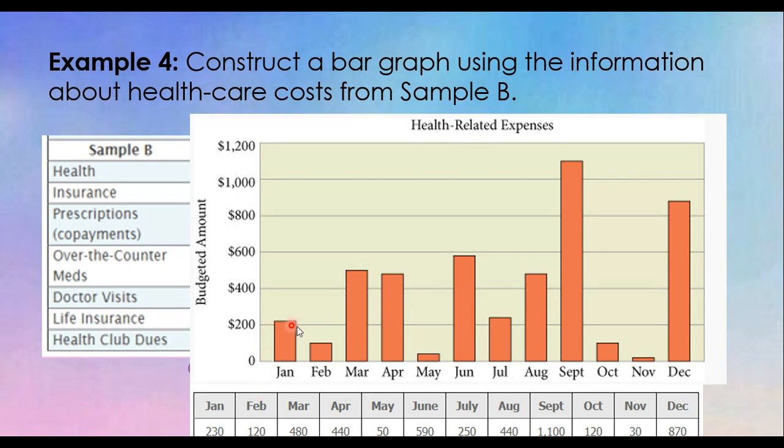And then you just draw your bar graphs approximately where they are. So since January is 230, it's a little bit over 200, but not too much. February is only 120, so it's a little bit more than half. March is 480, so it's almost halfway between 400 and 600. April is a little bit less, so just a tiny smidge smaller, and so on and so forth to create a bar graph. Like I said, you guys should be pretty comfortable with this.